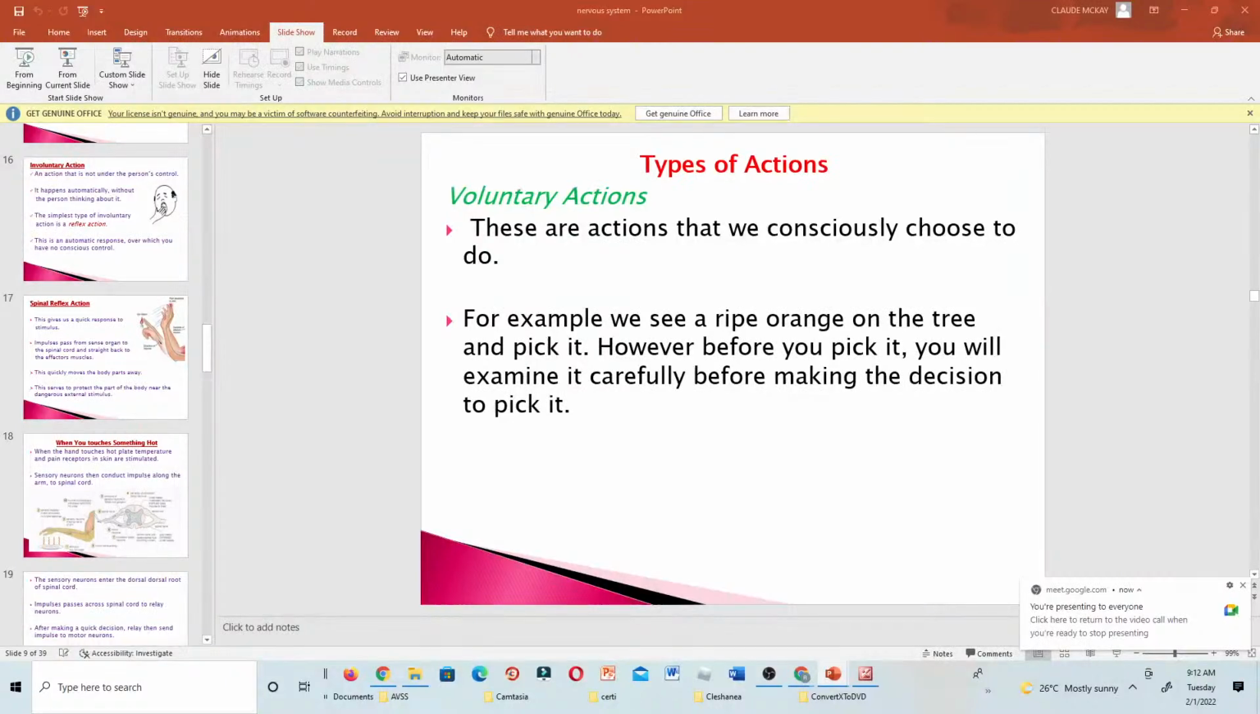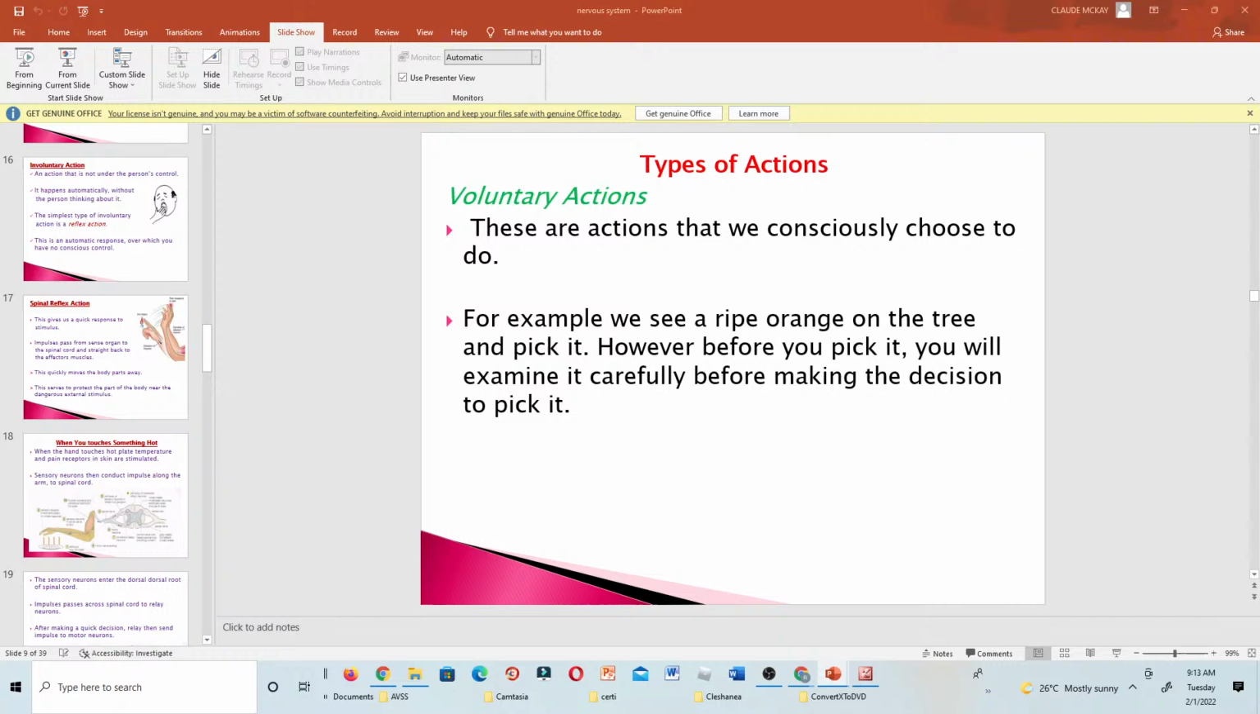Alright, so the types of actions. In terms of the human body, we have some actions that we're going to look at. The first one is voluntary actions. As for voluntary actions, these are actions that we consciously choose to do. Once you decide to go to that person, that would be an example of a voluntary action.